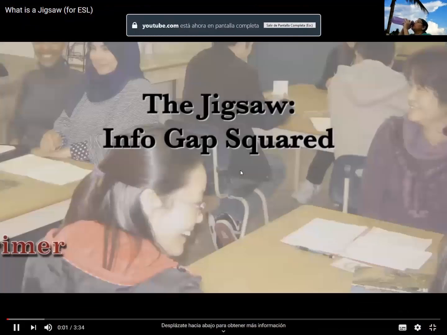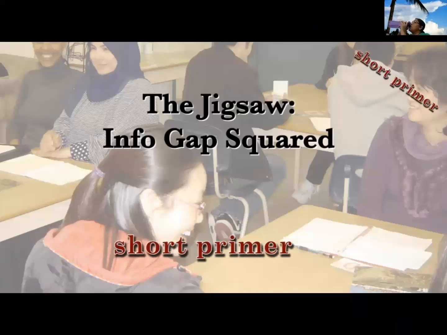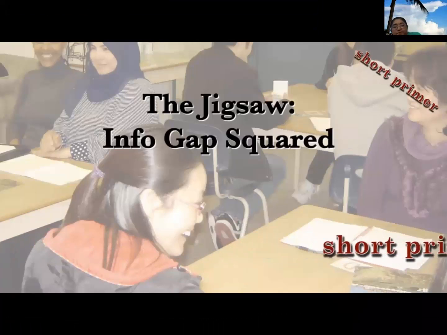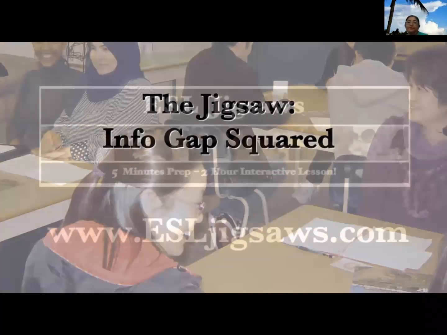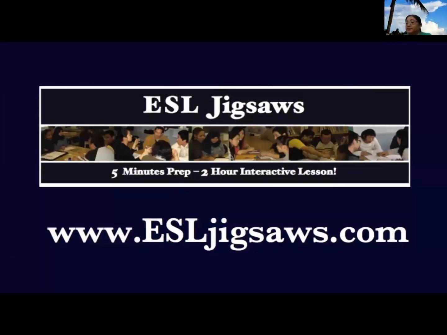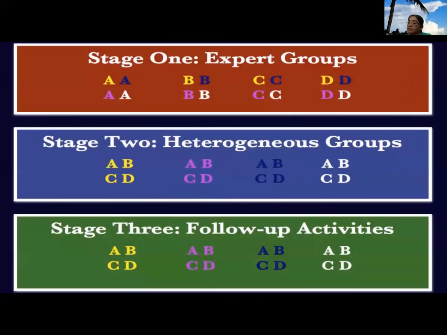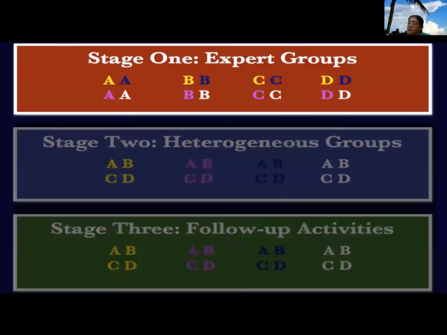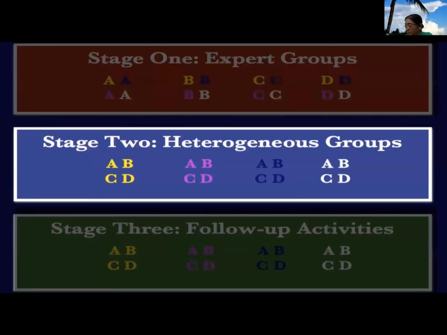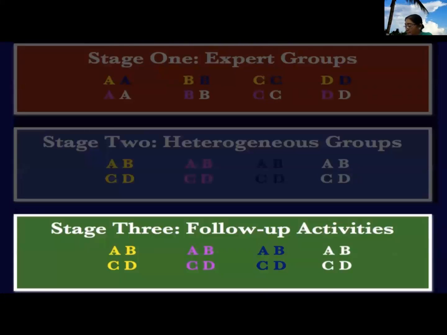This video is a very short primer for teachers on using the cooperative learning method called Jigsaw in an English language learning class. Today we'll be looking at the Jigsaw in the English language learning classroom. For more information, visit esljigsaws.com. There are 3 stages to a jigsaw activity. Stage 1 is where expert groups learn 1/4 of the story. In this stage, each member of the group has the same text. Stage 2 is where heterogeneous groups teach each other the section of text they've learned. Stage 3 is where students work cooperatively on follow-up activities.